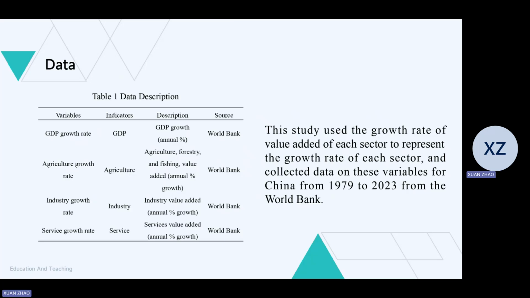This study intends to analyze the relationship between China's economic growth rate, agriculture growth rate, industrial growth rate, and service growth rate. To solve the research question, this study used the growth rate of value added of each sector to represent the growth rate of each sector and collected data on these variables for China from 1979 to 2023 from the World Bank. The data is time series data and Table 1 lists the variables used in this study and their detailed information, and we can see that here is GDP, agriculture, industry, and the service.